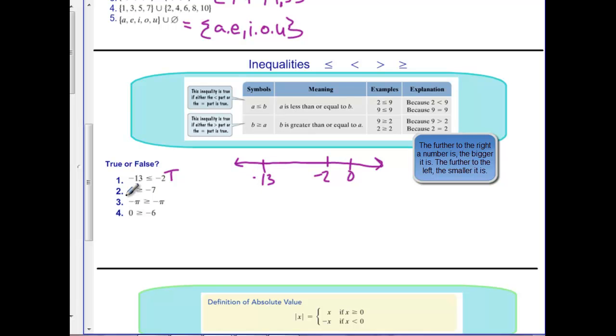All right, what about number 2? 4 is greater than or equal to -7. Yeah, that's true. All right, what about number 3? -pi is greater than or equal to -pi. That's true because they're equal, right? The or equal. Okay, you guys didn't freak out about it being pi. That's good. 0 is greater than or equal to -6. Yeah.